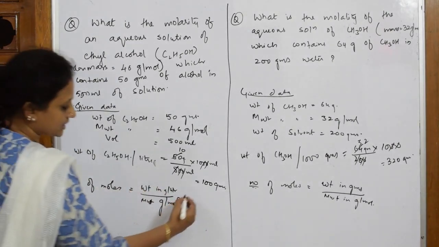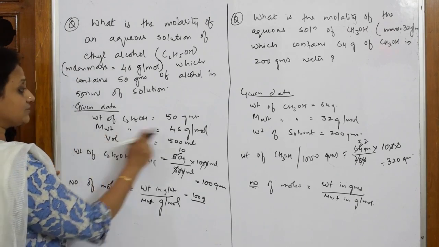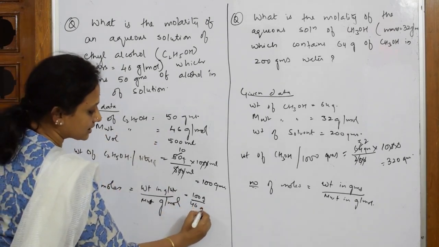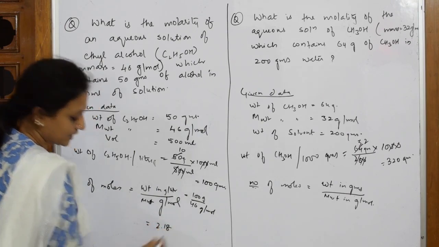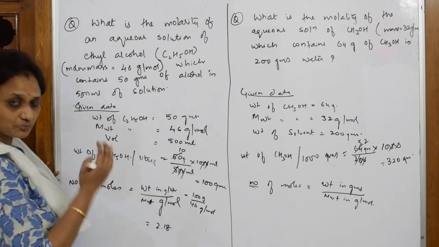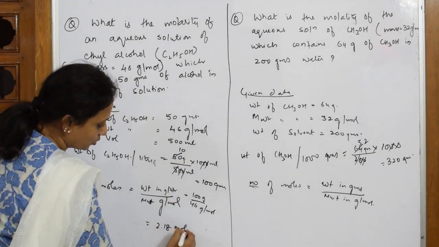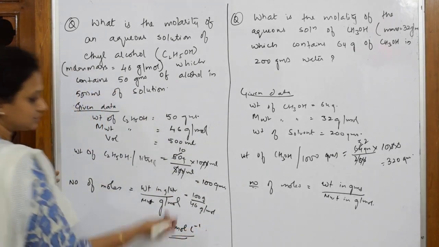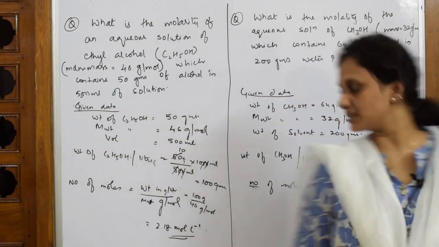What did we get weight as? 1000 grams divided by molecular weight given is 46 gram per mole. So when I solve this, I get 2.18. So it is the number of moles. Molarity formula is mole liter inverse, because liter I have already taken, mole. Done. Then next come back.